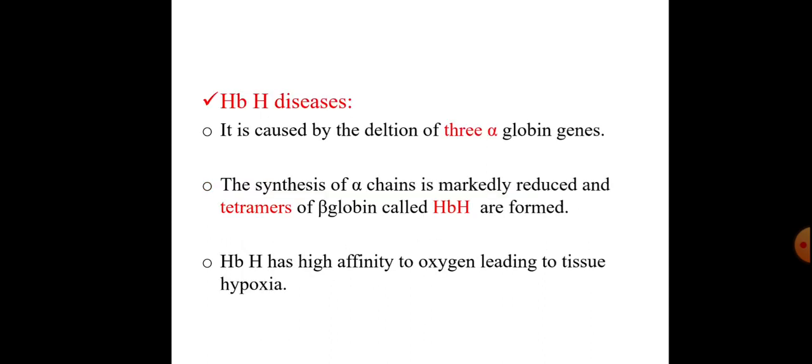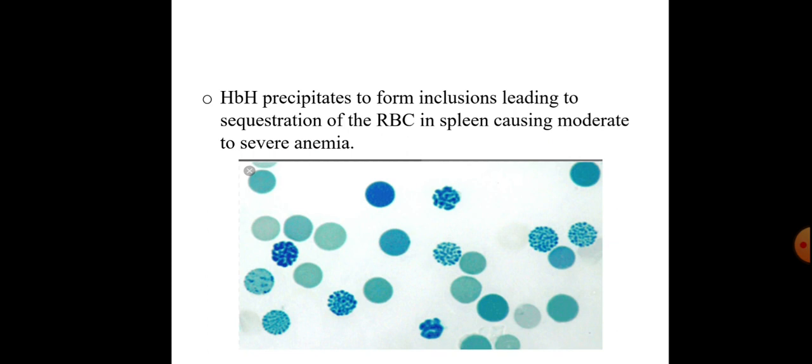Coming to HbH disease, it is caused by the deletion of three alpha globin genes. Synthesis of alpha chains is markedly reduced and tetramers of beta globin, called HbH, are formed. HbH has high affinity for oxygen, leading to tissue hypoxia. That is what happens when HbH disease occurs. This type of HbH hemoglobin has high affinity to oxygen, which leads to tissue hypoxia.